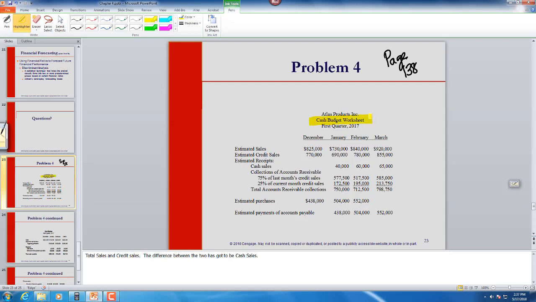That means this is where we figure out what is what. They have given a bunch of information here. Okay, this is for the first quarter of 2017. So let us start with the first one given there.